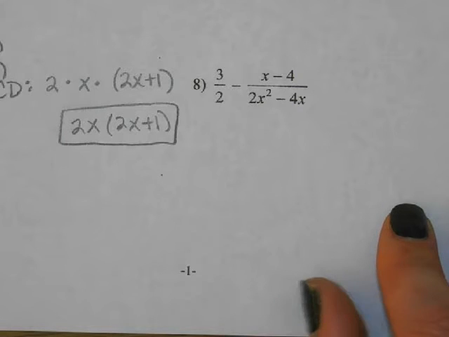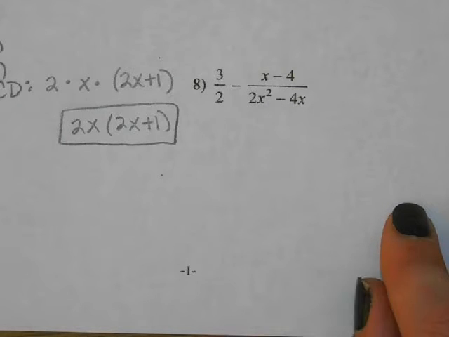I want you to use number 7 as a model, and then try number 8.